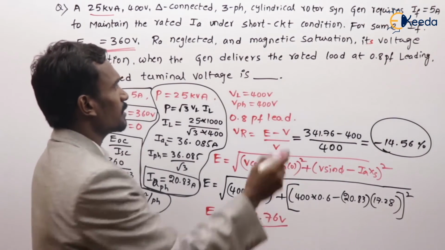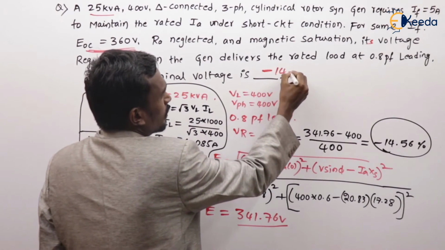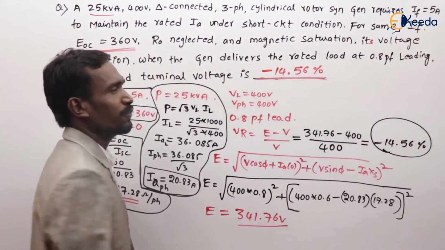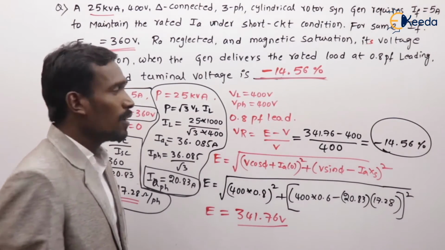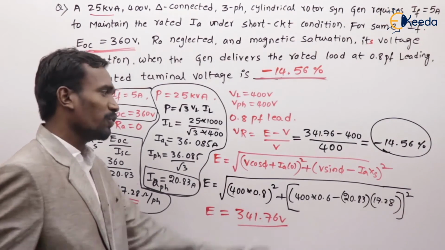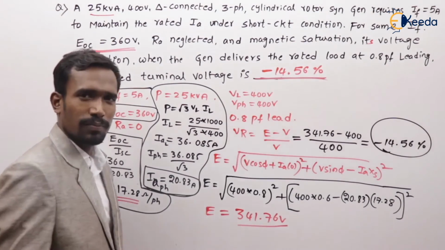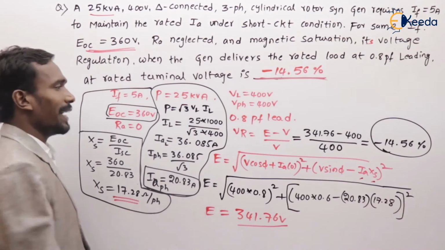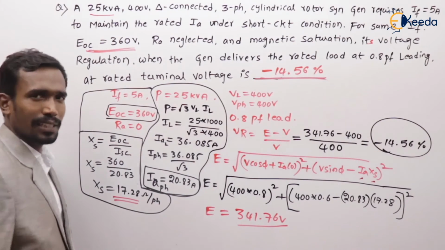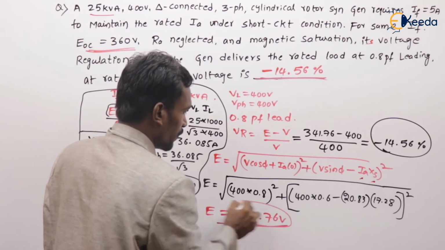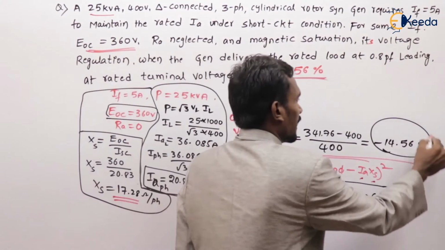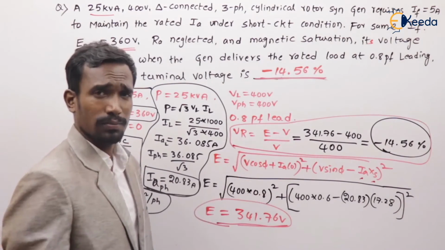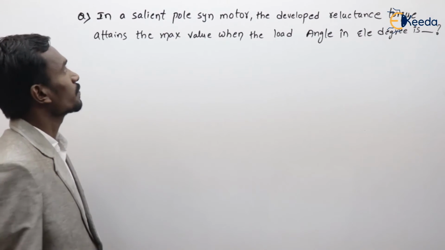The answer is negative because of the leading load. The regulation is 14.56 percent. What I calculated here: first EMF, because for voltage regulation I don't know IA and XS. IA was calculated from the power, and XS from EOC and ISC. I substituted, got EMF, then voltage regulation. This is a very simple question.